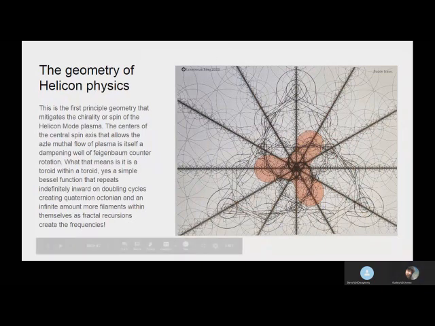This is crazy right here. When you add the filaments and you highlight just one of these, you see that this is the first principal geometry that mitigates the chirality or spin of the helicon mode plasma. The center of the central spin axis that allows the azimuthal flow of plasma is itself a dampening well of Feigenbaum counter rotation. These right here, Feigenbaum well of counter rotation, which is a branching bifurcation of two and moving in the multiples and octaves of exchange of doubling.